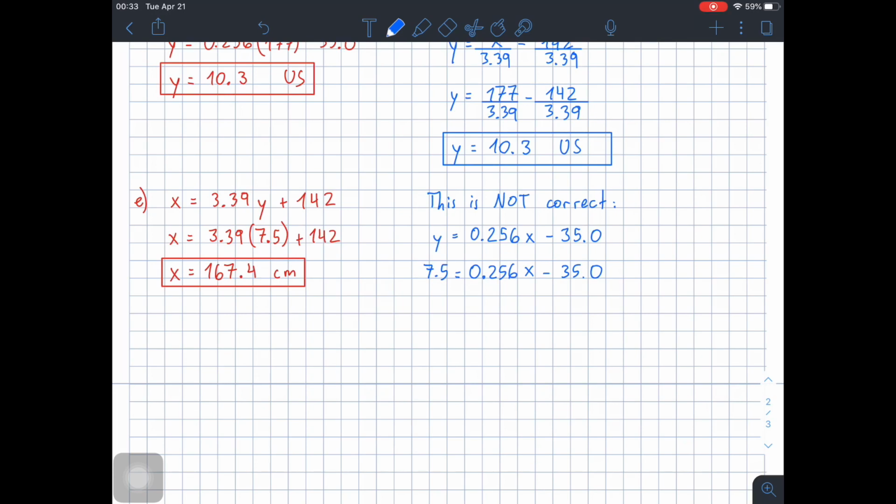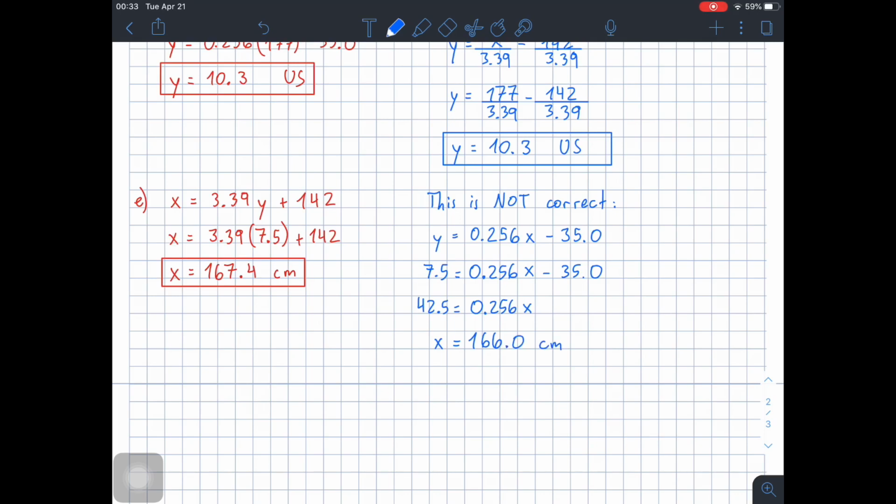7.5 plus 35 gives us 42.5. So 42.5 equals 0.256x. Finally, if we divide both sides by 0.256, we'll get this value, which is 166. So yes, in this case we get a slight difference.